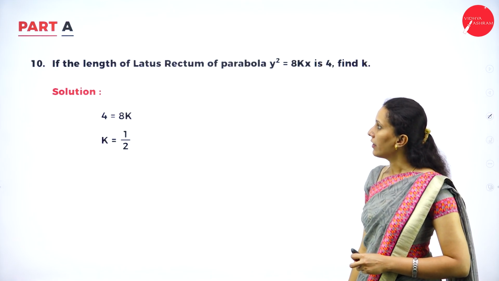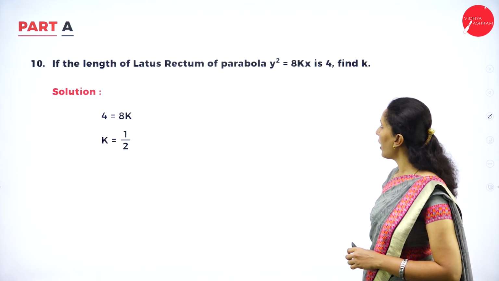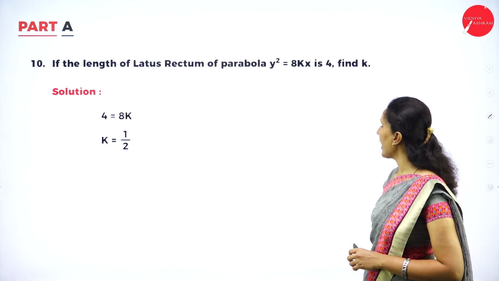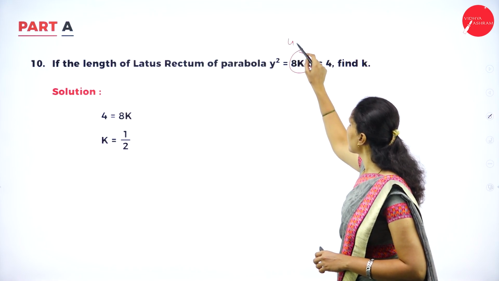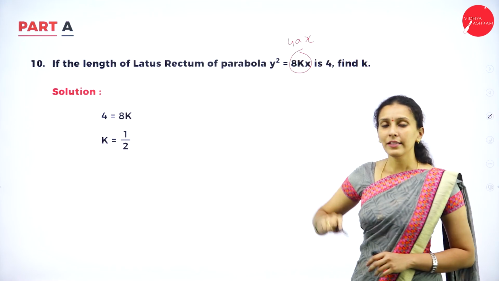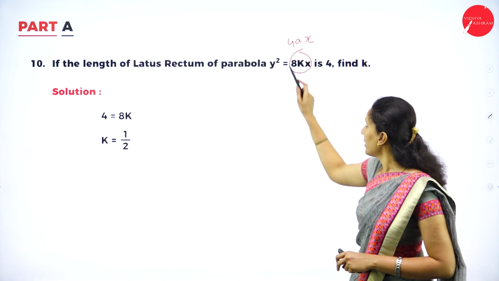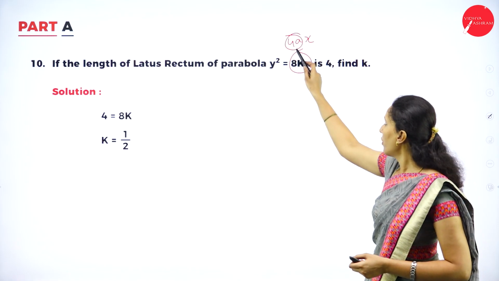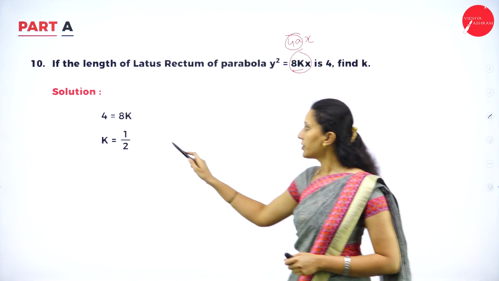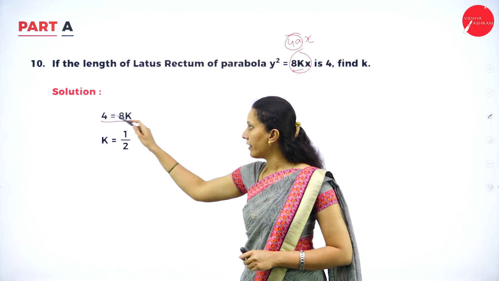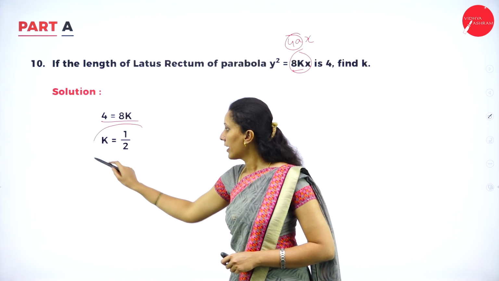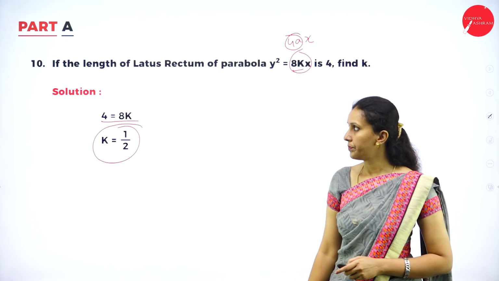Next we have: if the length of latus rectum of a parabola y square is equal to 8k, x is 4, find k. So we know that this is in the form of 4ax. Length of latus rectum is nothing but 4a. So here 4a is given as 8k. Hence we can take 4 is equal to 8k. To find the value of k, divide. So you will get the answer as k is equal to 1/2.